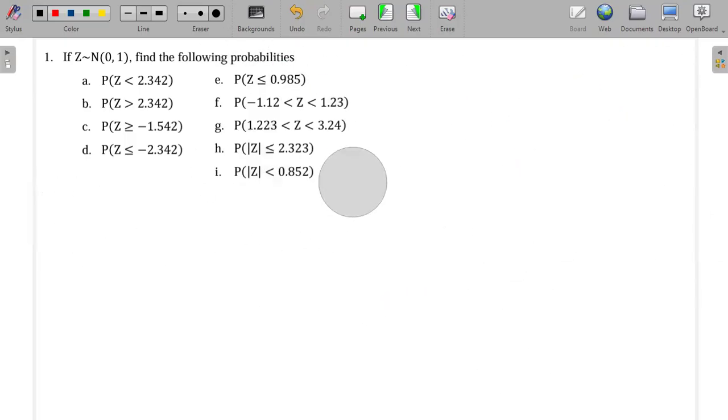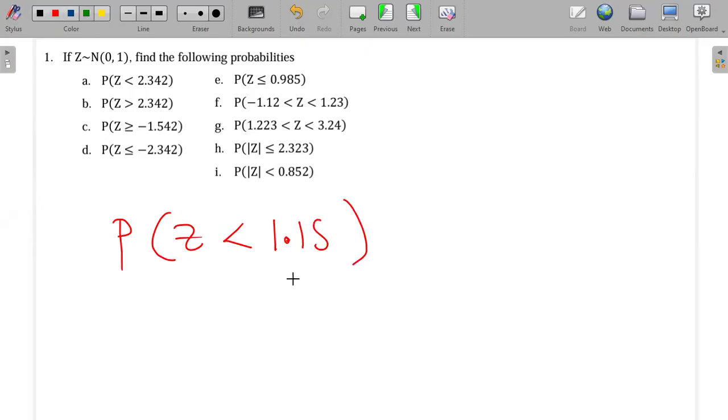The Z score tables that we have have probabilities for values that are rounded off to 2 decimal places. So for example, if I have the probability that Z is less than 1.15, on most of the Z score tables you're going to find, you will be finding a number that is rounded off to 2 decimal places. Because this is what we can find on those Z score tables.